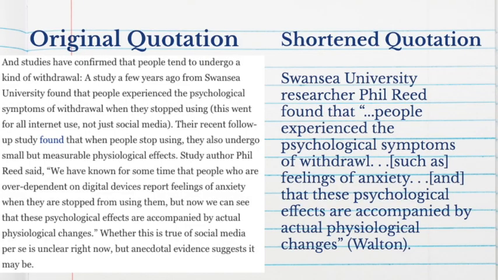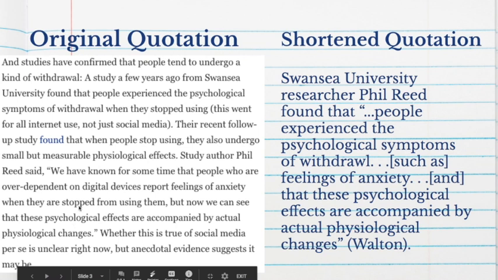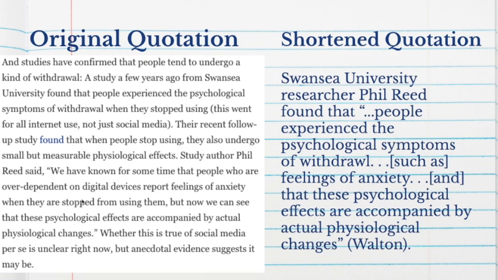So let's look at this in context. In this case, we have a section from a Forbes magazine article by Alice Walton about the effect of social media on mental health. But this quote is far too long. It's too redundant and frankly unnecessary. We really only need a few words. So we cut what we don't need and replace it with an ellipsis.